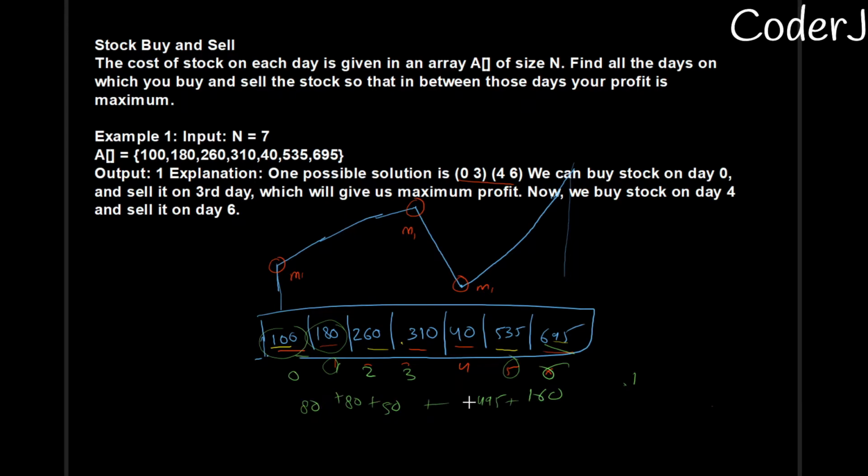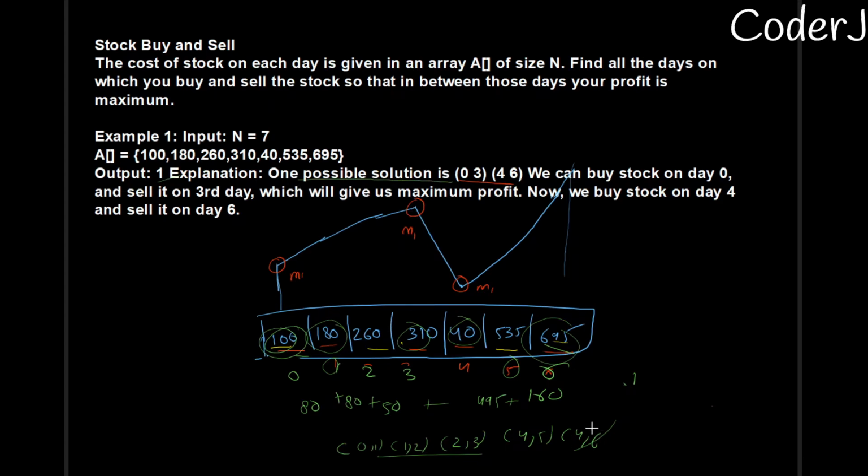And this is going to be the same as when you were buying it at 100 and selling it at 310, and buying it at 40 and selling at 695. However, in this case your answer is going to be a bit different. Your answer is going to be 0 1, then 1 2, then 2 3, and then 4 5 and 5 6. But let me tell you, it is already mentioned, you just need to provide one of the possible answers. The output depicts that your answer is one of the possible answers. That is why they have mentioned a possible solution, not the exact solution.